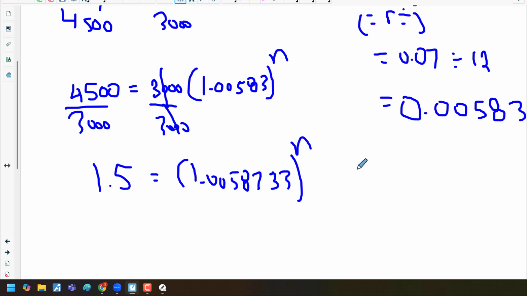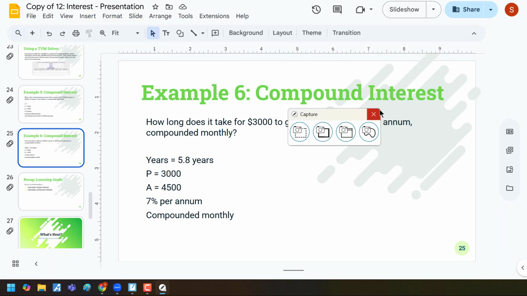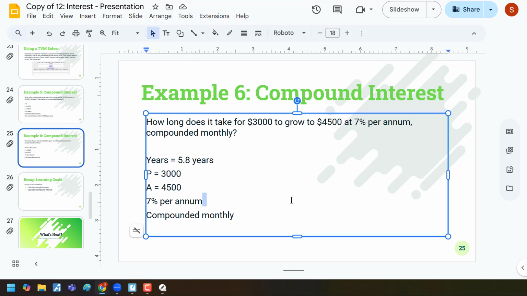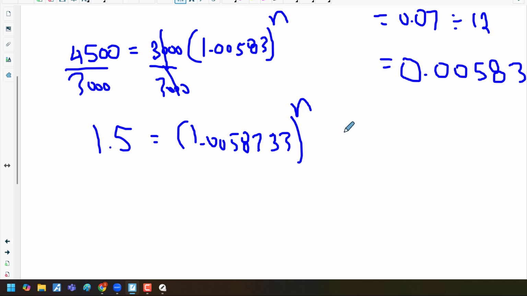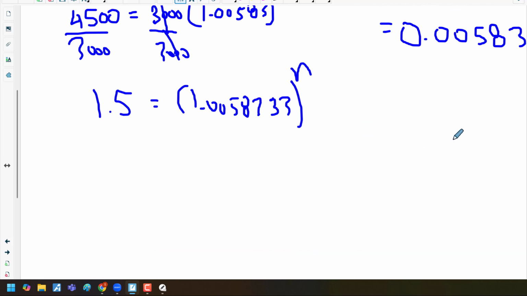Perfect. At this point, this is the step that's difficult for most students. How do we solve this? There is a button on your calculator. It's called log. And this is a little bit more difficult for you to understand, because this is something brand new that you learned in grade 11.